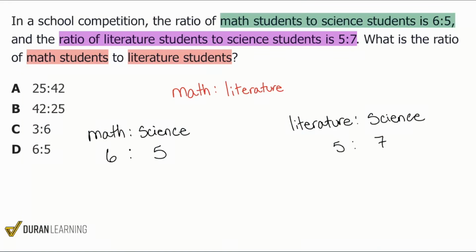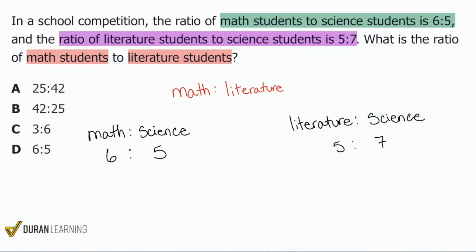How are we supposed to do that, though? Right? How are we supposed to do that? Because if we're trying to do math to literature, this one has math, this one has literature. How do we connect the two? And here's how we're going to do it. Everybody, what is the common factor between math science and literature and science? What's the common idea between them? Not the number. I'm not asking for a number. I'm asking for the common idea. So don't look at those numbers yet. Yeah, they both have science.